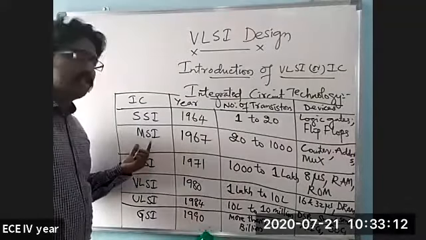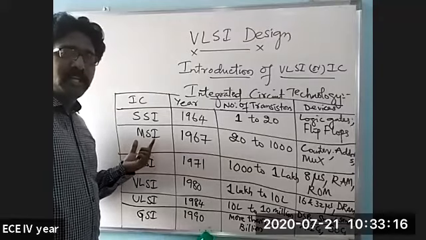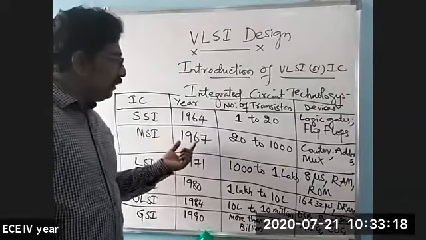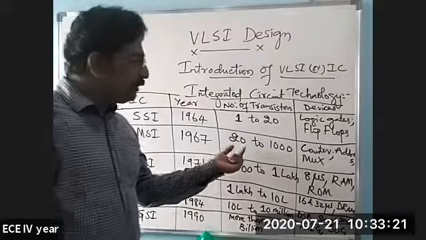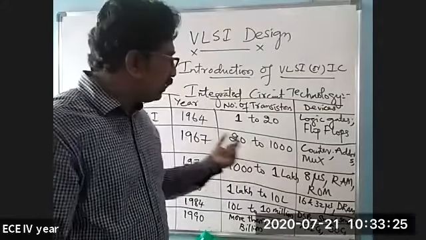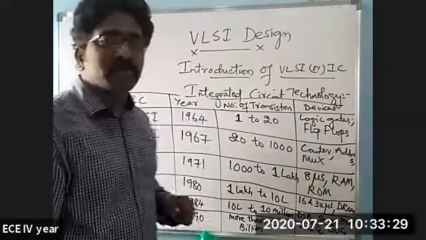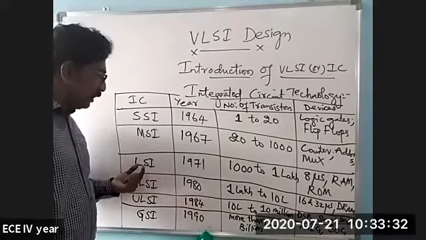The next one, the second kind of IC technology, is MSI, which is nothing else but medium scale integration. It started in 1967 with 20 transistors to 1000 transistors on an integrated circuit. Counters, adders, and mux are a few examples of medium scale integration. The next one is large scale integration.